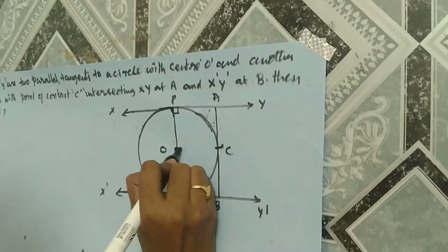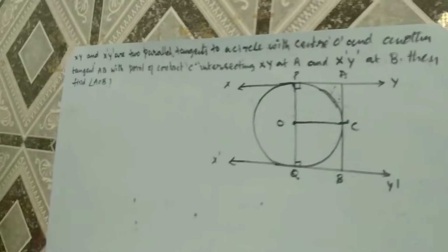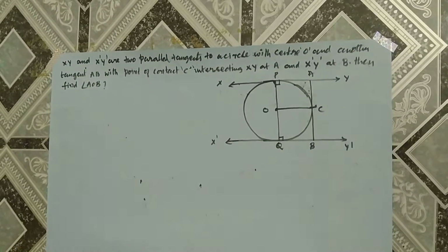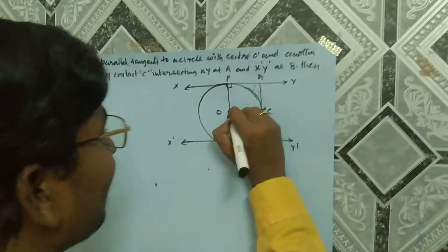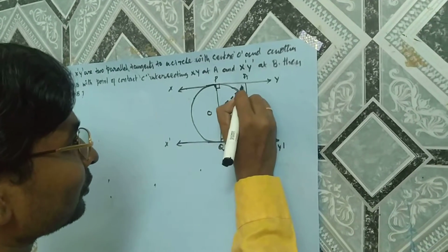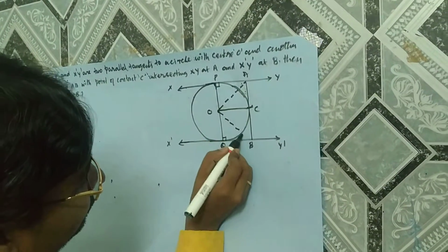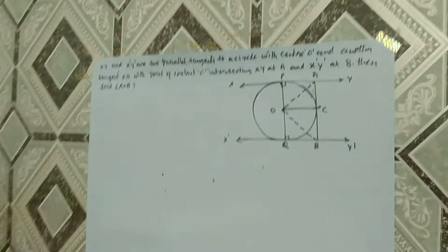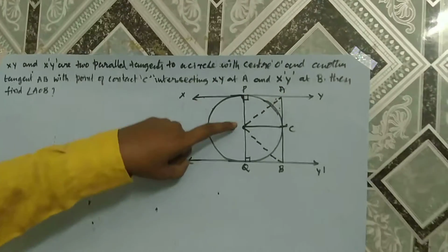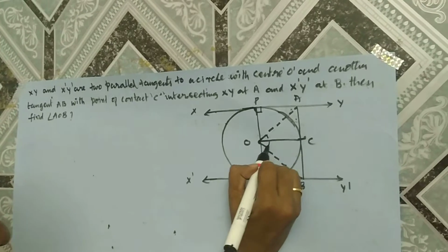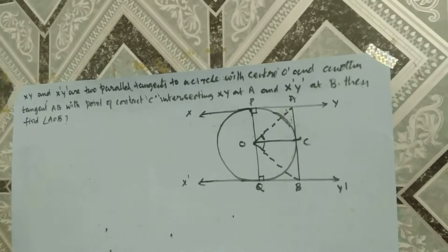Now join OC also. OP equals OC equals OQ, the radius of the circle. Join O to A and join O to B. We have to find the angle AOB. These two angles we have to measure: angle AOB.